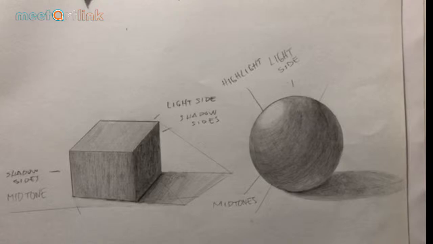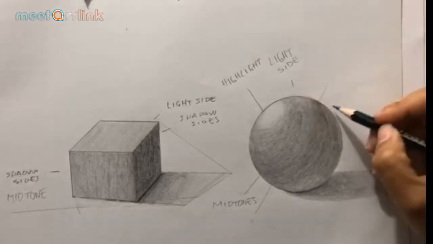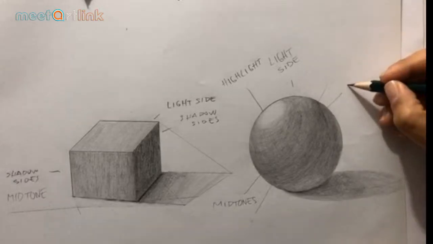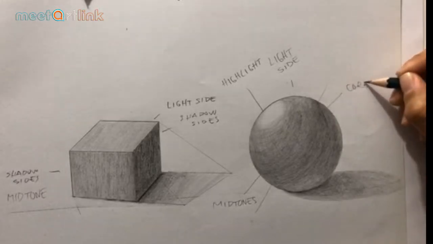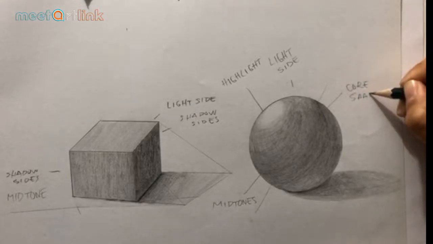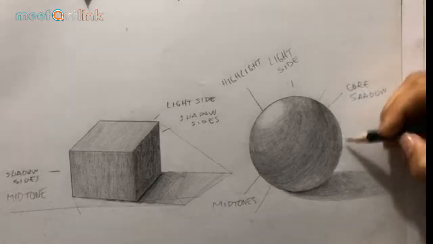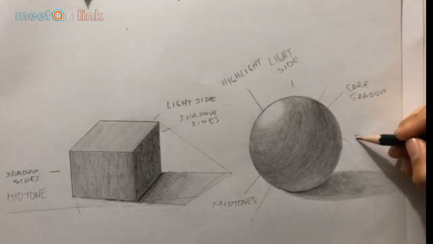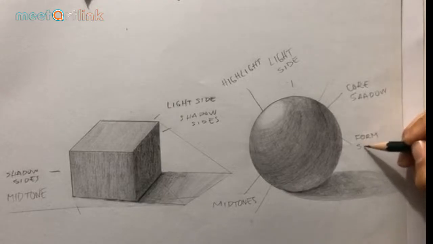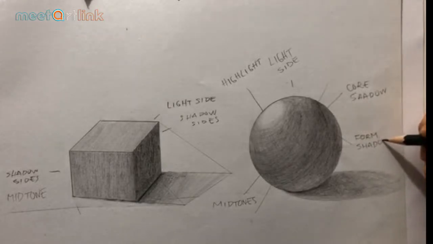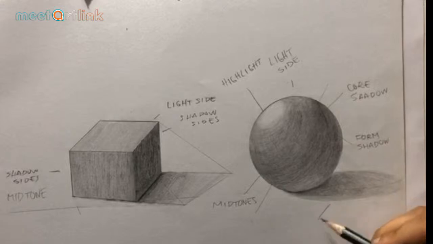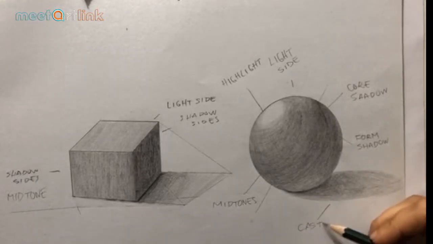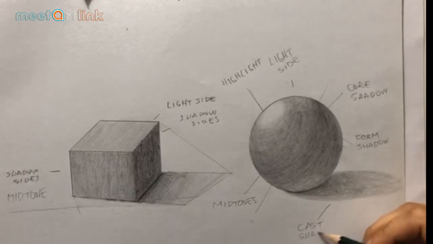Then we go from there, we have here the core shadow, and we have the form shadow. And then right here we have our cast shadow.